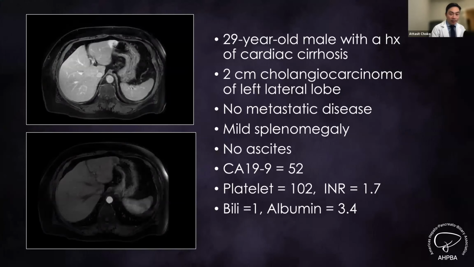The case is a 29-year-old male with history of cardiac cirrhosis. He was found to have a 2-centimeter cholangiocarcinoma of the left lateral lobe. No metastasis on workup. He was found to have mild splenomegaly, no ascites. CA19-9 was 52. Platelet count was 102. INR was 1.7. Bilirubin was 1. Albumin was 3.4. As you can see on the CT scan, you see it at the tip of the left lateral lobe.